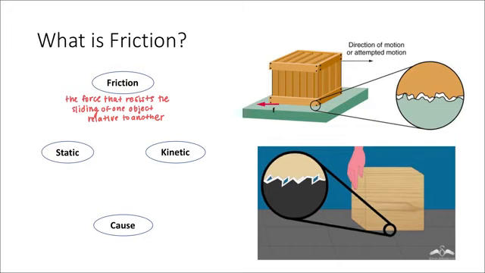Kinetic is a word that means moving. So this is the type of friction that we're most commonly familiar with, which is friction between two objects that are moving relative to each other, like sliding a book across a table.